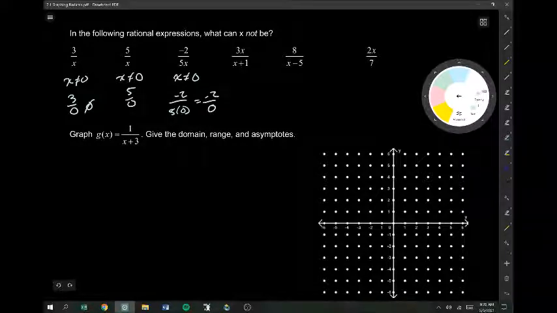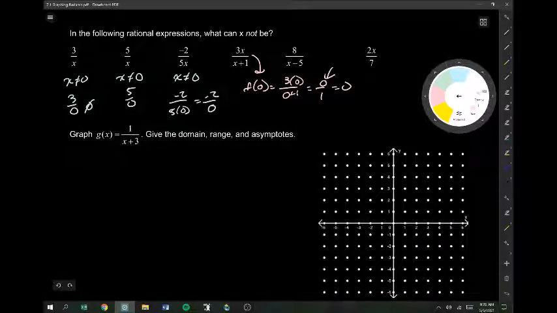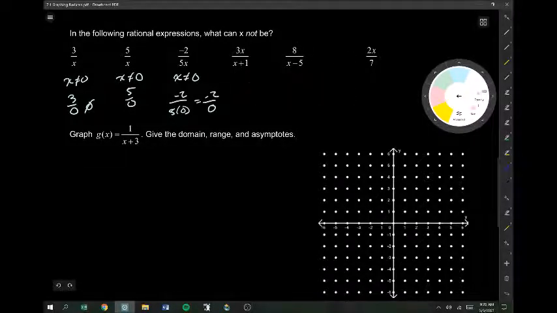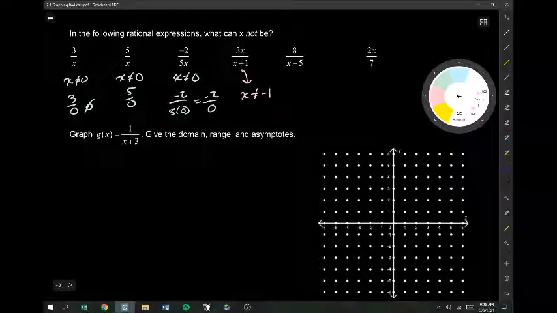But in the next ones we have, 0 isn't a problem. Like in this one here, if I were to plug in 0 for x, I would get 3 times 0 over 0 plus 1, which is 0 over 1, which is just 0. 0 on top is okay. It's not a concern. So for this one, what x can't be is something different. X can't be negative 1. Because negative 1 plus 1 is what gets us 0, and dividing by 0 is a problem.